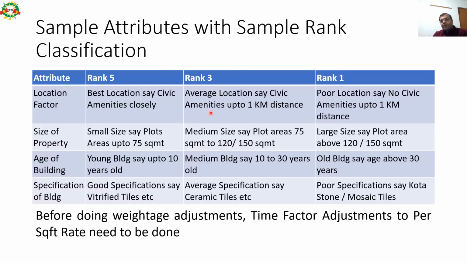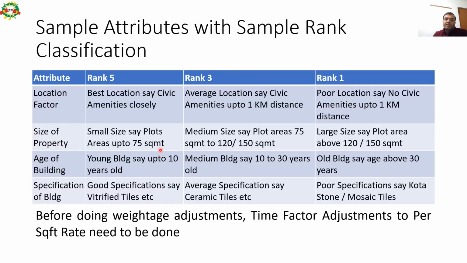And if the property is situated at an average location, say civic amenities available up to 1 kilometer distance from the property, we can rank those properties on this parameter as rank 3. Then if the location of the property is poor, say no civic amenities available up to 1 kilometer or beyond that, then we may rank the property rank 1, poor location. Likewise for other parameters, a small size plot may be ranked 5, as it is better and good.